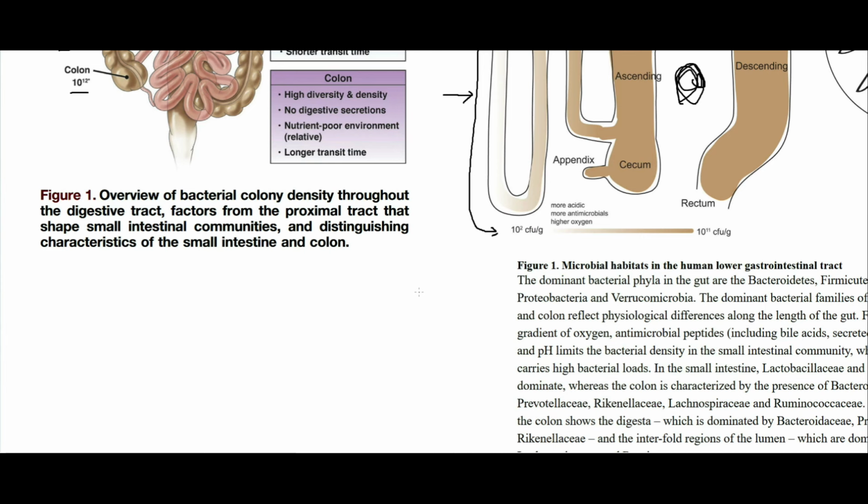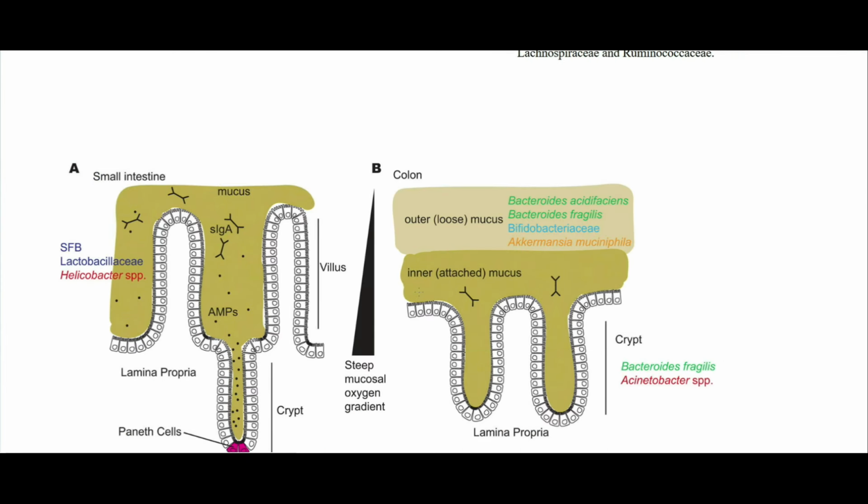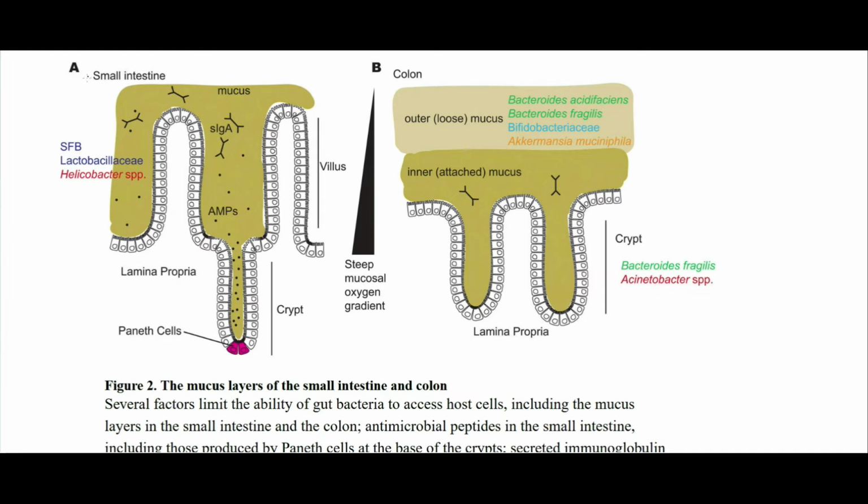All right, and so we can go down here, and this is looking at both the small intestine here and the colon here. So the small intestine has a mucus layer that's a bit more uniform than in the colon, which has this outer loose layer here. And these mucus layers determine what sorts of bacteria can live in them. The mucus is very difficult for the bacteria to make their way through, so essentially only bacteria that can break down mucus are able to get into it.